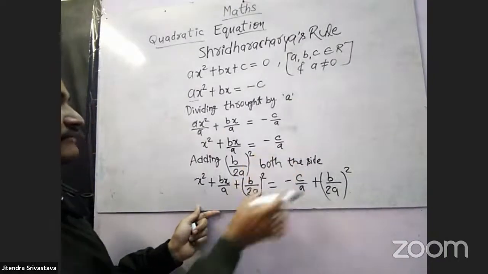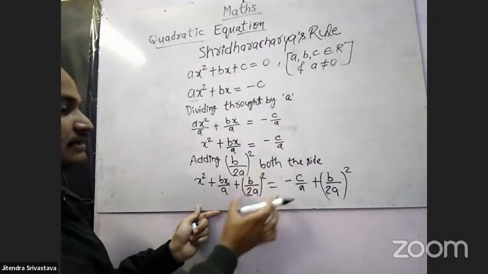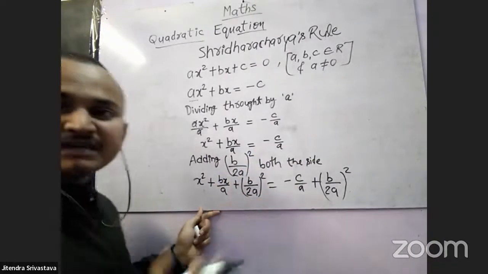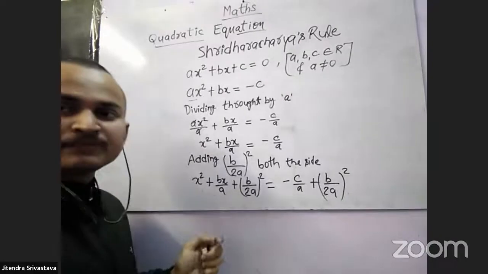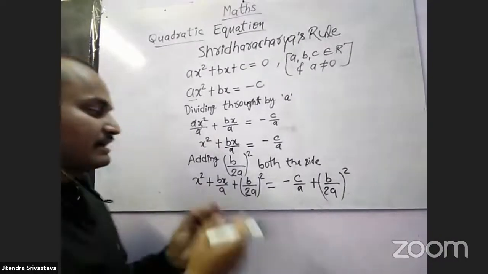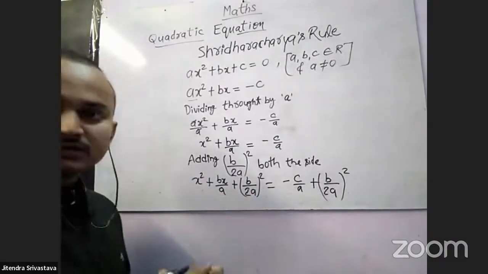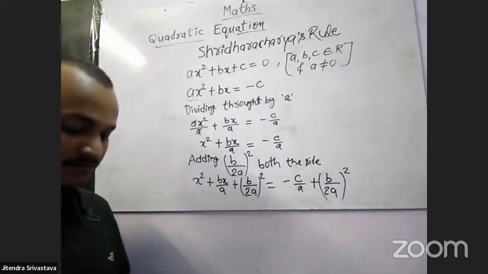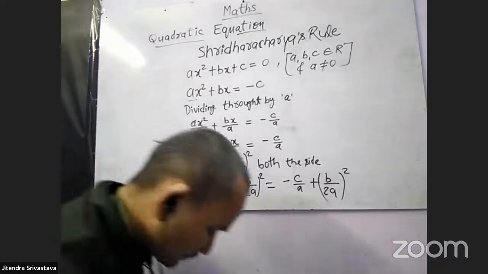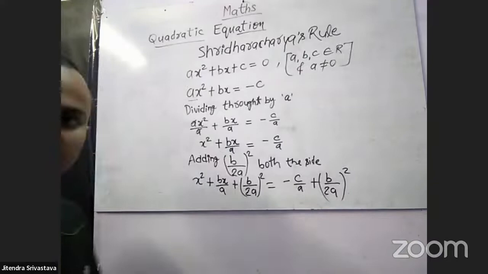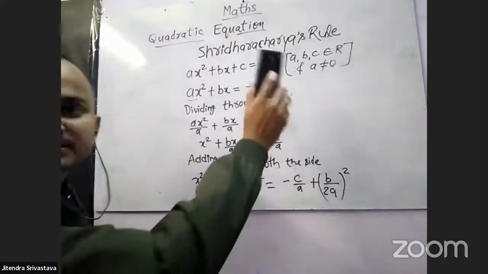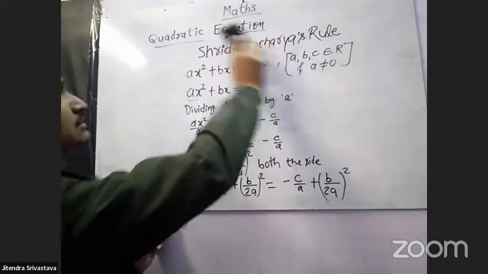In this equation, we have added b upon 2a whole square. Why are we adding this? We have to make the formula of a plus b whole square. That's why we are doing this kind of thing. We have to make this step. So now, after adding this, what will we get? I am erasing the upper section.